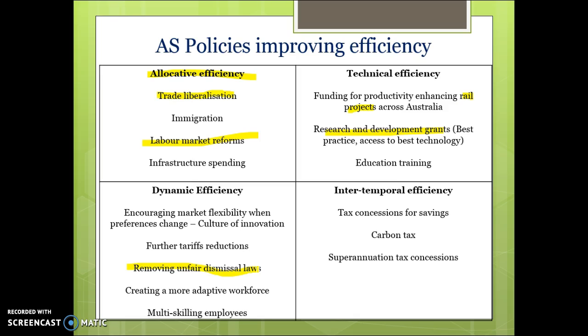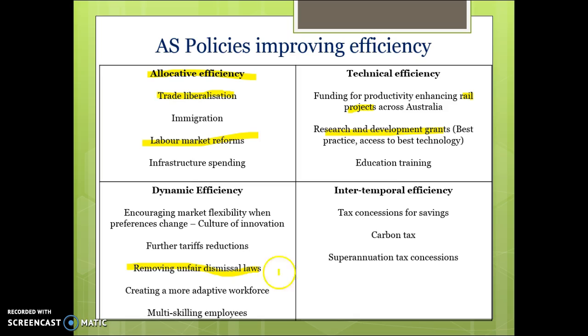Further tariff reductions allow firms to be exposed to greater competition, so they have to quickly change and be adaptive to people's preferences and tastes, otherwise they'll be taken out by the lower import prices. So tariff reductions and removing unfair dismissal laws are good examples for dynamic efficiency.